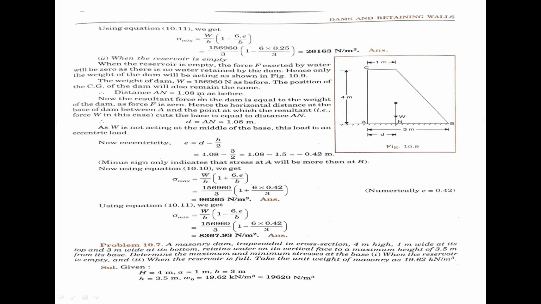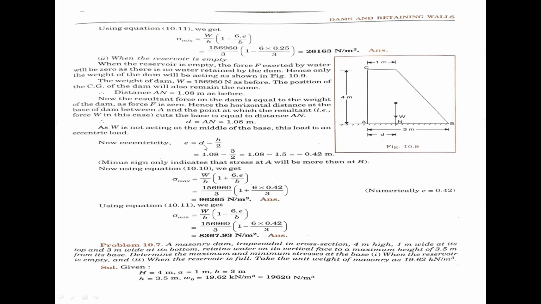Now A and distance, 1.0, already calculated. W, you already know the value: weight of masonry, 156,960 newtons. Distance AN is 1.0 meters. I have to take small d. AN equal to small d is 1.08 meters.